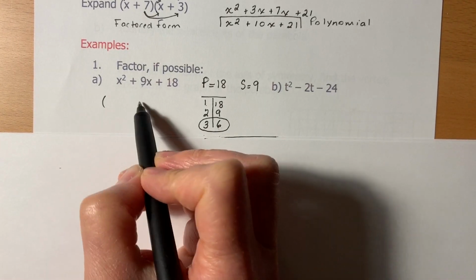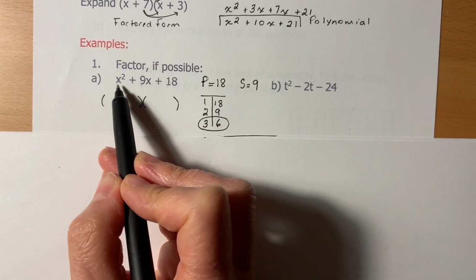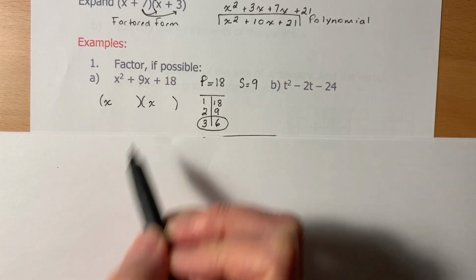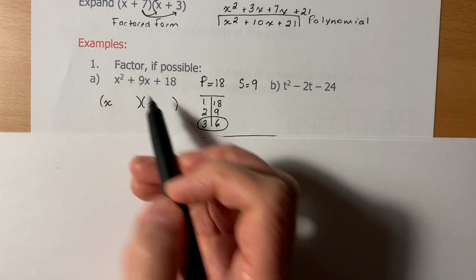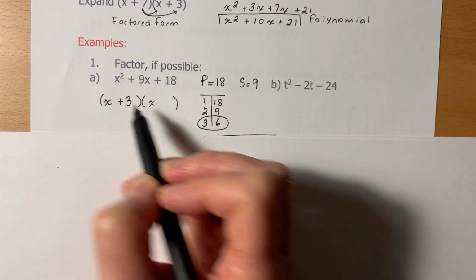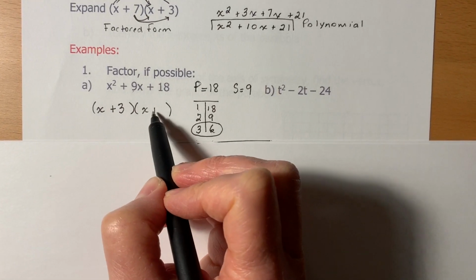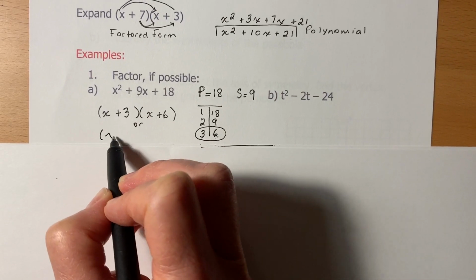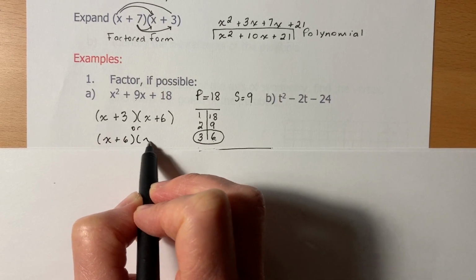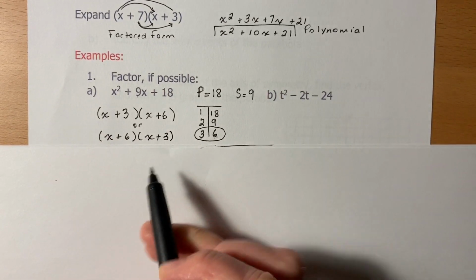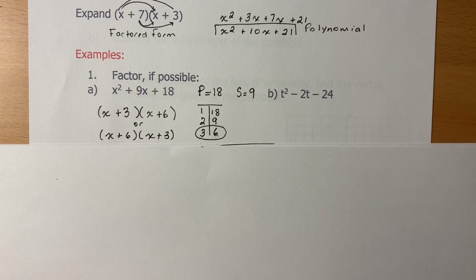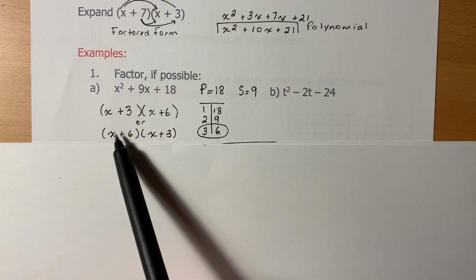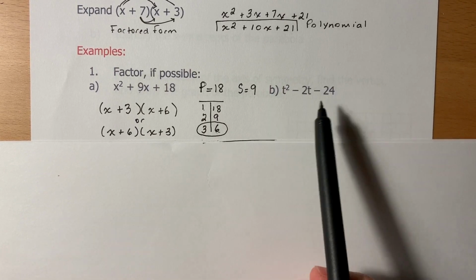So now you're going to do two brackets. Whatever variable is here, if it's squared, you're going to put a single variable in. Because this is positive, I write plus 3. Because this is positive, I write plus 6. Now the order of multiplication doesn't matter. You could have written it the other way like this. It doesn't matter. So if you're checking the answers in the back of the book and the brackets are in a different order, that's fine. You can always check to see that you've done it correctly by expanding it. Okay, let's look at another one.